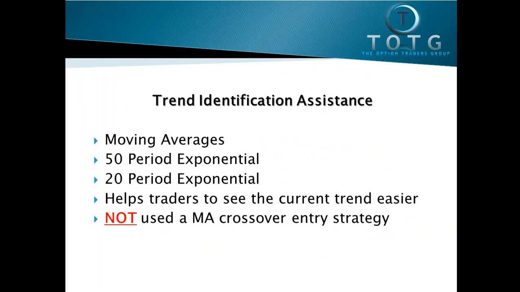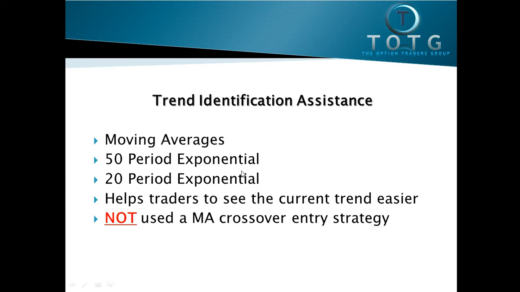Now, if you're having a hard time seeing the actual trend, there are some things that can help you, and those are the moving averages. We use a 50-period exponential moving average and a 20-period exponential moving average. This basically helps traders see the current trend easier. And I put a big red note: not used as a moving average crossover entry strategy. We do not use moving average crossover strategies. To me, they just get you into a trend way too late, and not always valid. You could get into a little bit of a sideways movement in the market, and you think everything's crossing, and you just really get messed up. So we don't trade in that way.